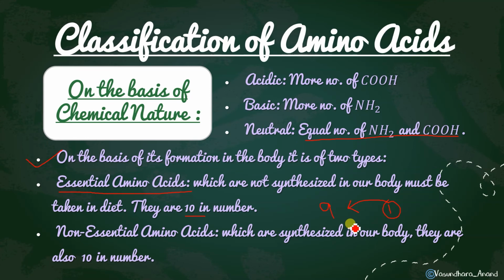Non-essential ones are also 10 and they are synthesized in our body. So that's why they are not so important, because they are already being made, so we have no need to take them from outside. And that's why it is called non-essential. So how to learn these essential and non-essential amino acids? There is a trick for that.